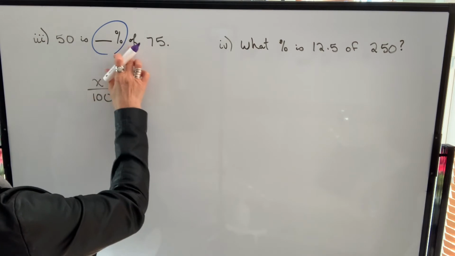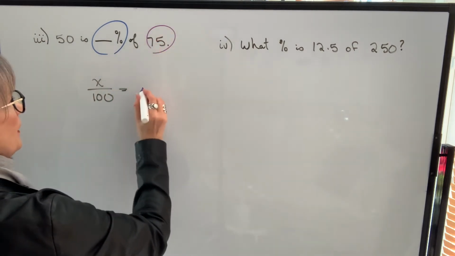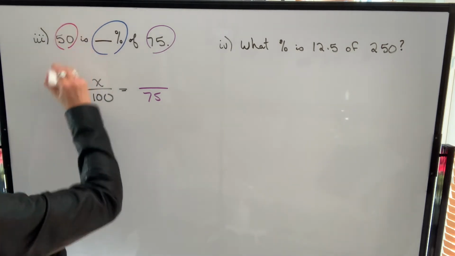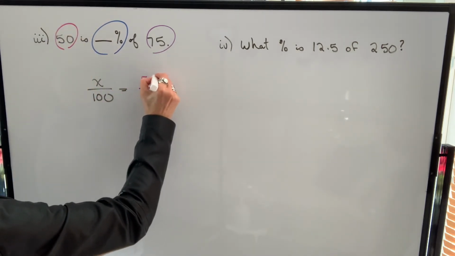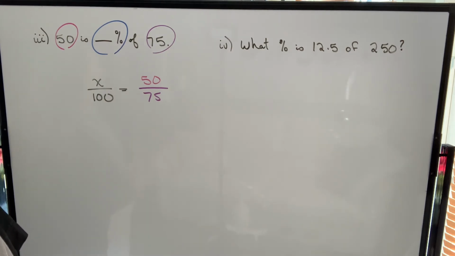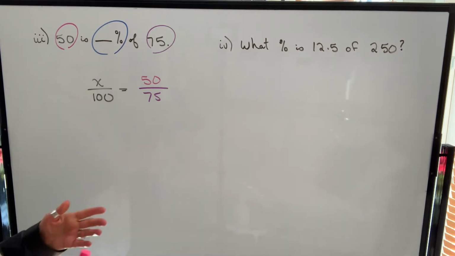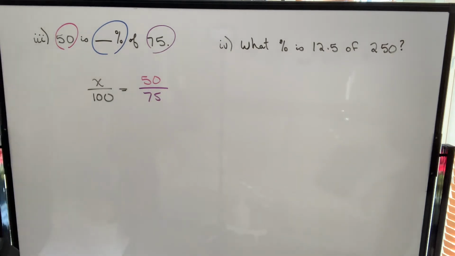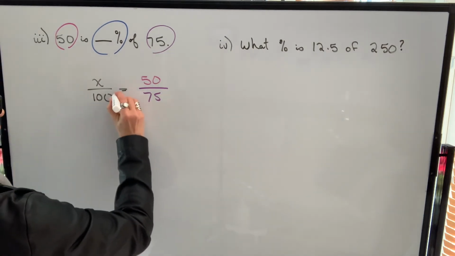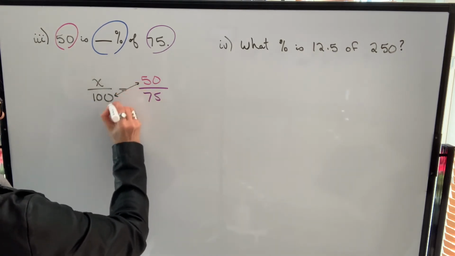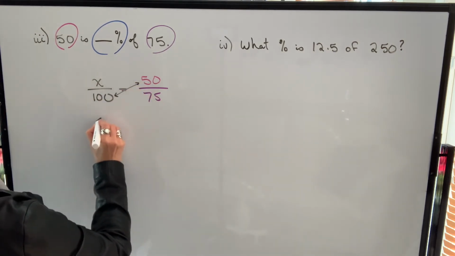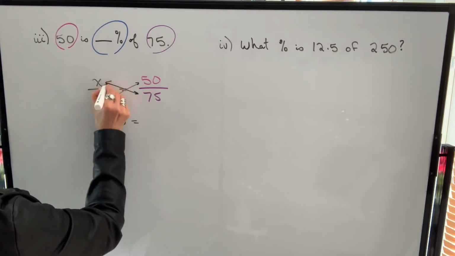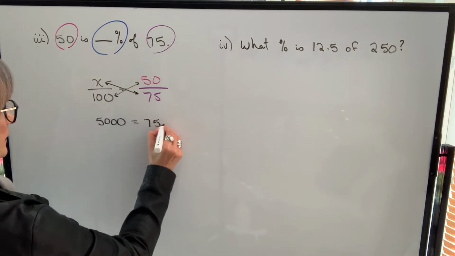50 is blank percent of 75, so 75 will be our base. 50 is the amount. So 50 out of 75, we want to know what the percent is. If you wrote an exam and got 50 out of 75, you'd want to know what percent. In order to solve this, you do what's called cross multiplying, which you take this product. So 100 times 50 will be 5,000. Will equal this product, 75 times x.